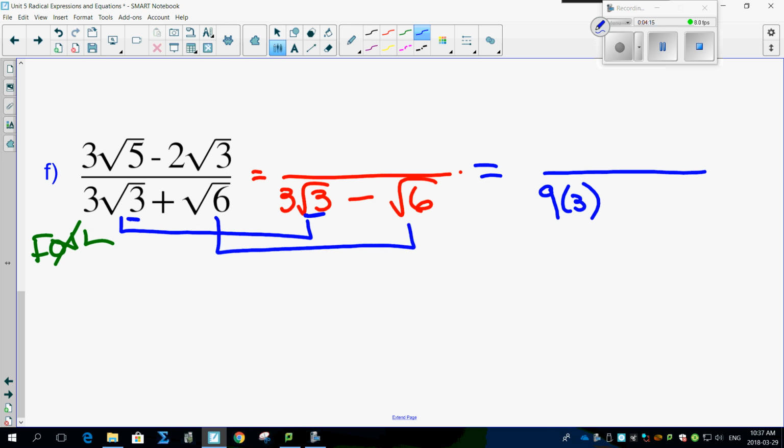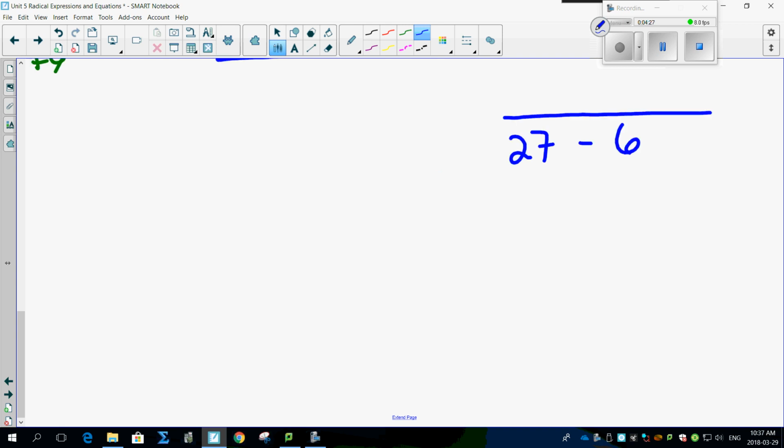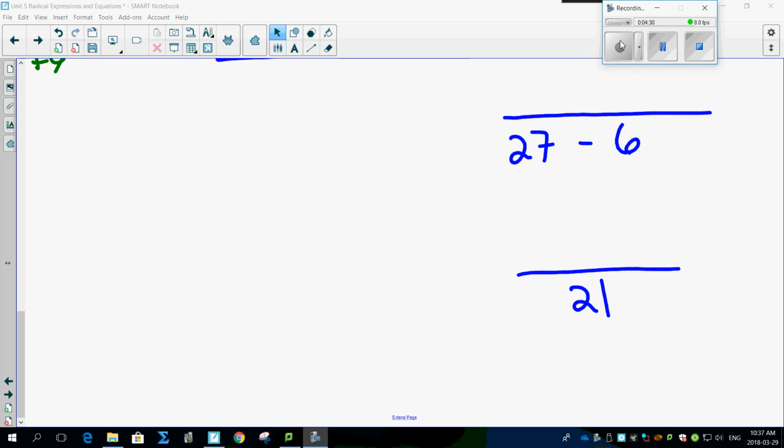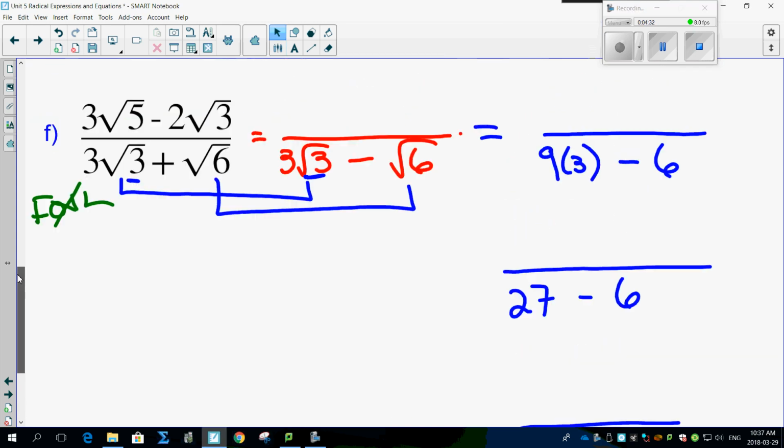Root 6 times a negative root 6 is negative 6. Okay, so let's clean this up a little bit. 9 times 3, if I'm not mistaken, is still 27, minus 6. So on the bottom then, 27 minus 6, you're going to get 21. Now, let's go back to the top.